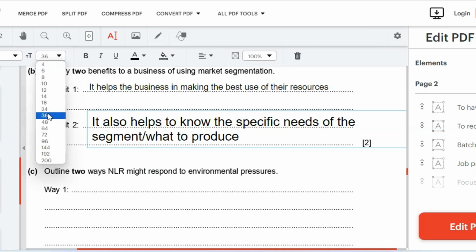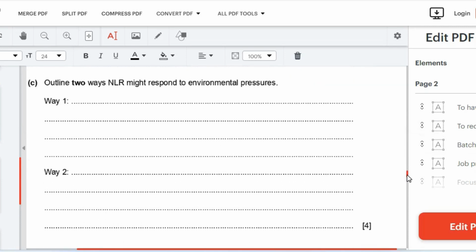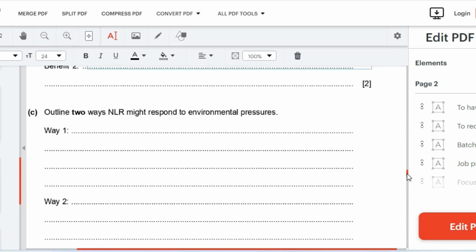It can also help to identify the gaps in the market and to help them decide the best place to sell. Now, moving to the next question, we have question 4C. We are told to outline two ways NLR might respond to environmental failure. What way do you think can be used to respond to environmental failure?